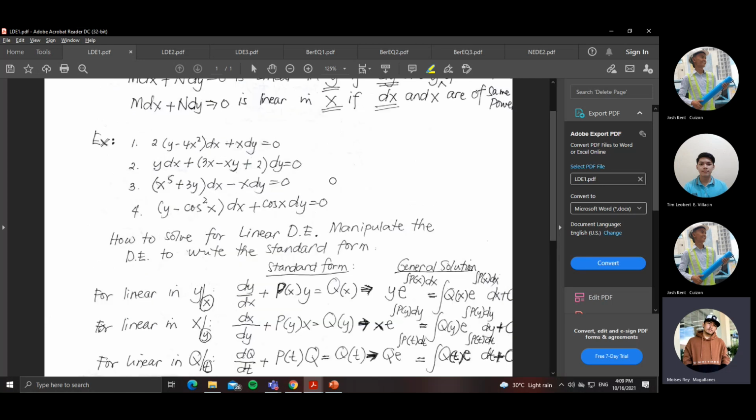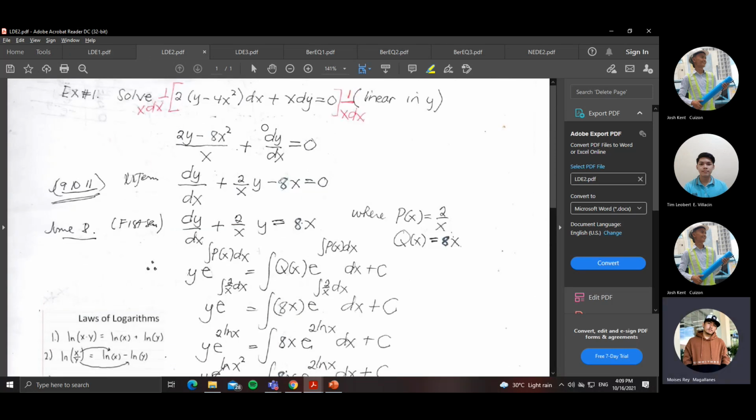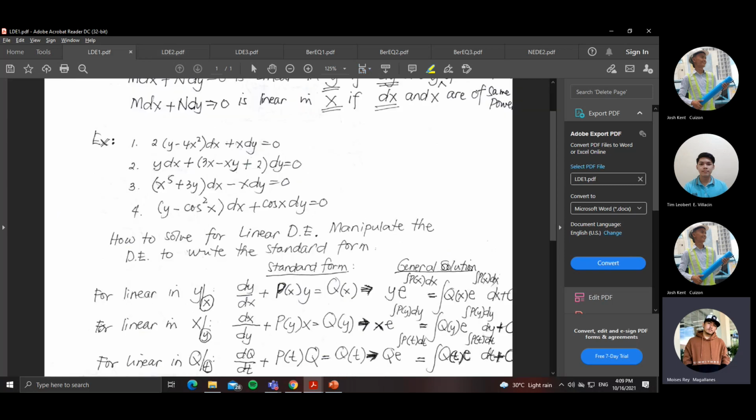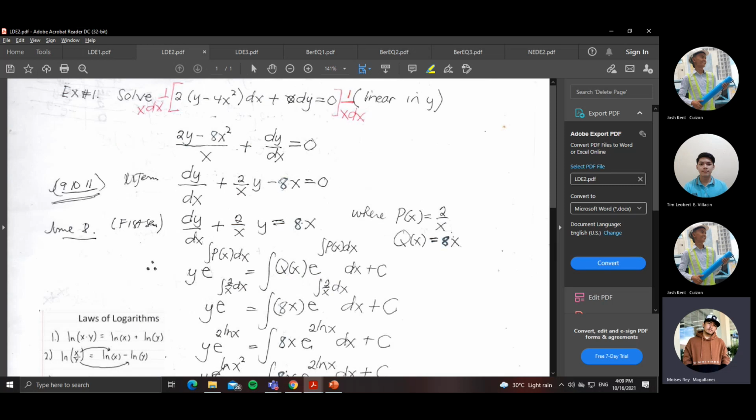Then let's try solving number 1. This is our number 1: we have 2 quantity y minus 4x squared, close quantity, dx plus x dy. We can see that this is linear in y because dy appears only once. In order to convert this into standard form, we are going to make the lone dy into dy over dx.